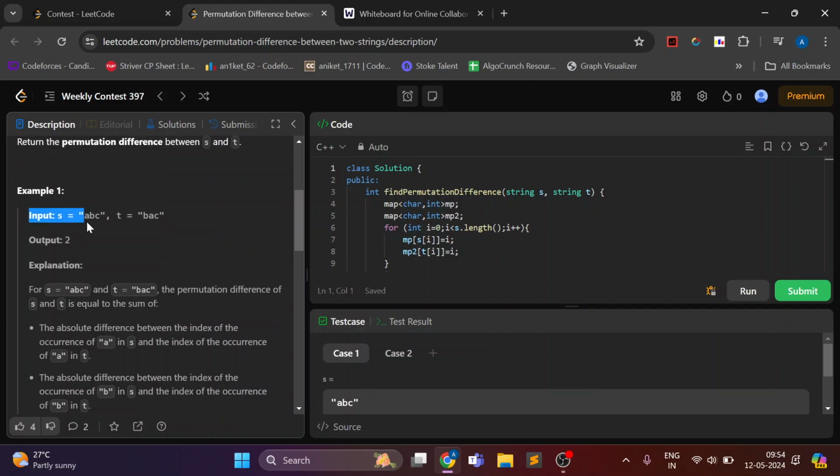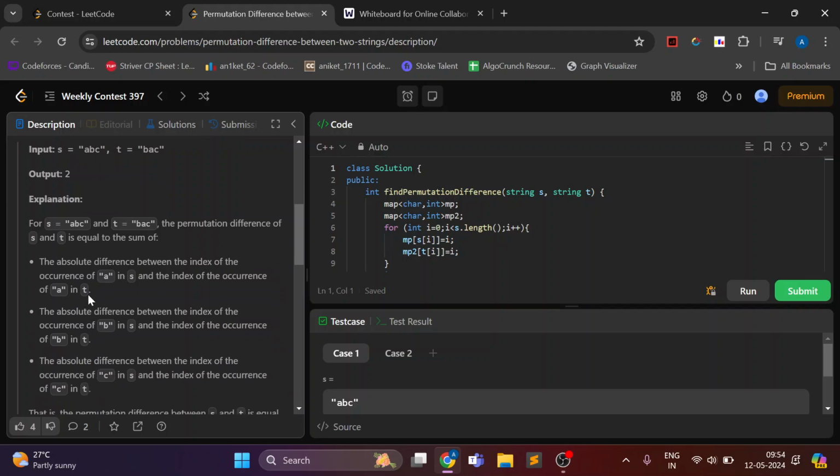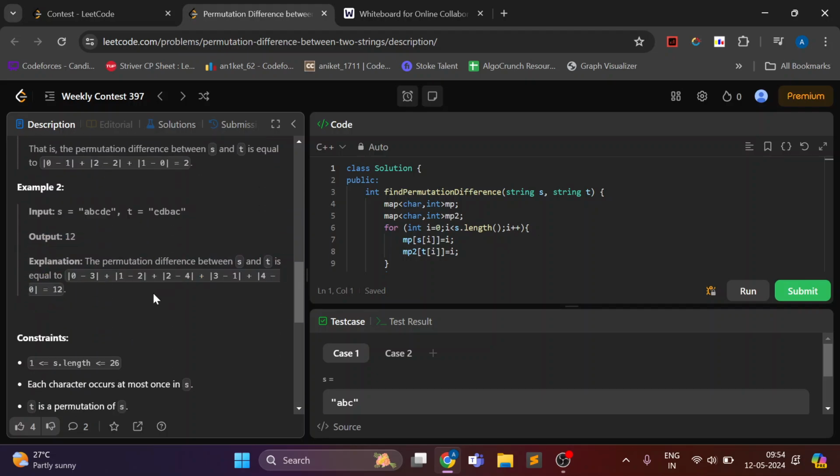In this case S is ABC, T is BAC. So if you calculate the difference between the index of A it is 1, the difference for B is 1, and the difference for C is 0. So 1 plus 1 plus 0 is 2. So the answer here is 2. Similarly, you can calculate this.